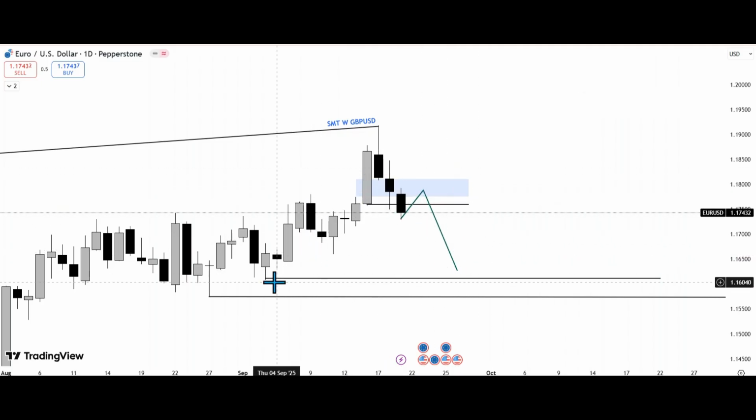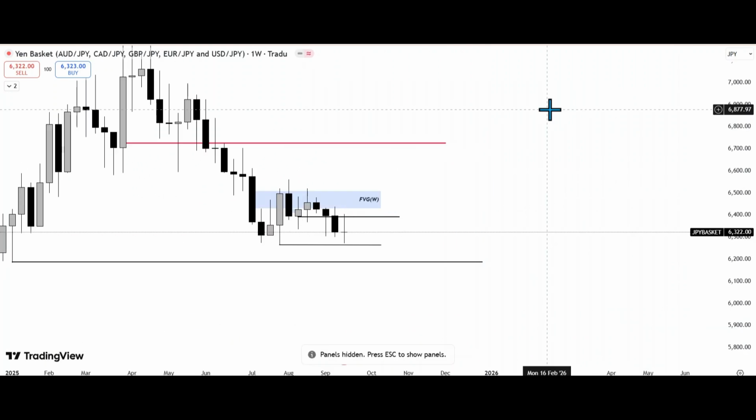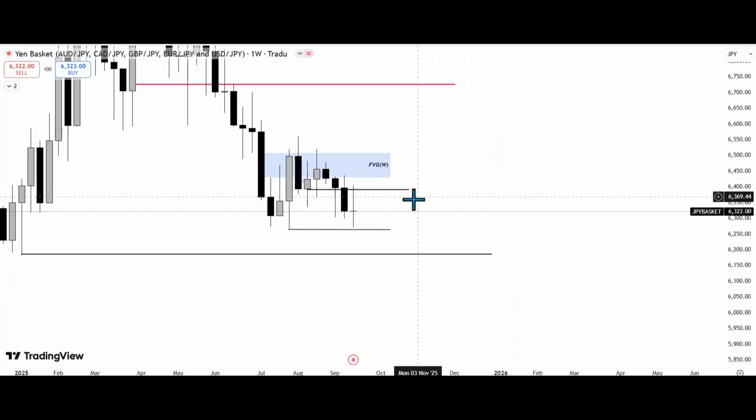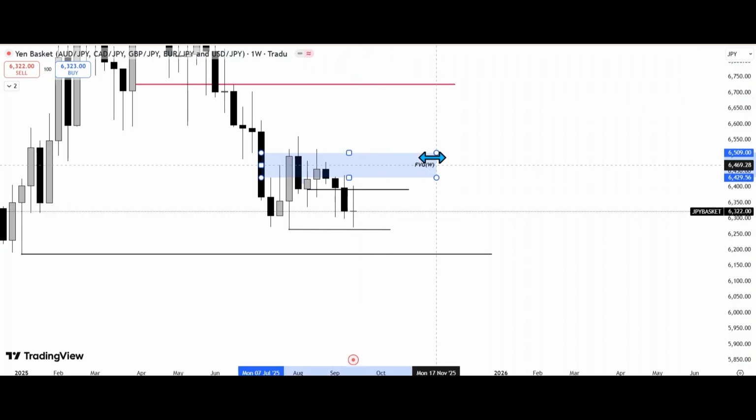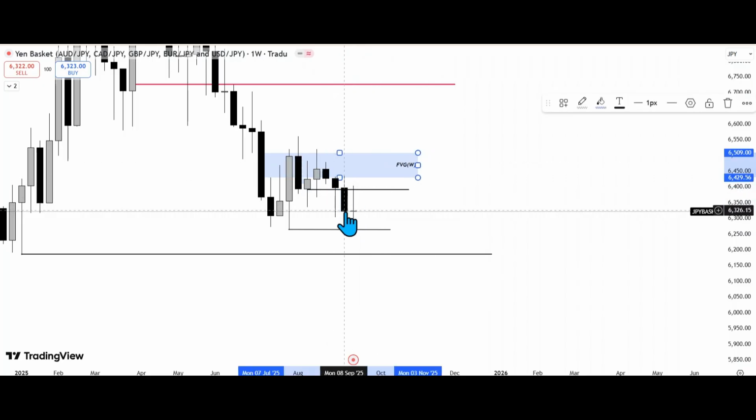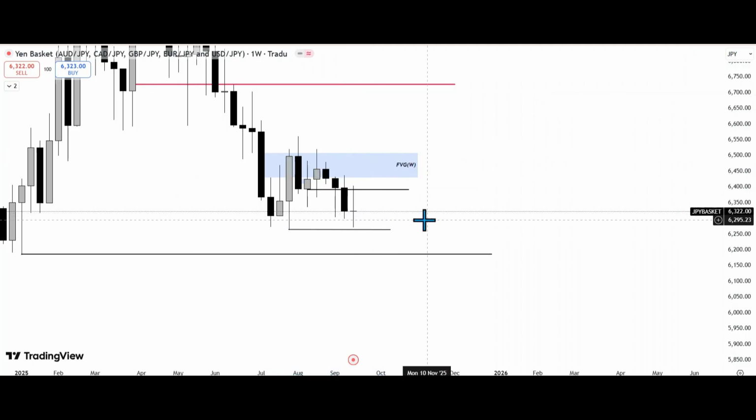And I'm watching all these sell side liquidities as potential places that the market could be gravitating towards. So let's look at the JPY basket. If you look at the JPY basket, this is what we had. And after price tagged this weekly fair value gap, we've been getting this bearish move. So this is the weekly time frame.